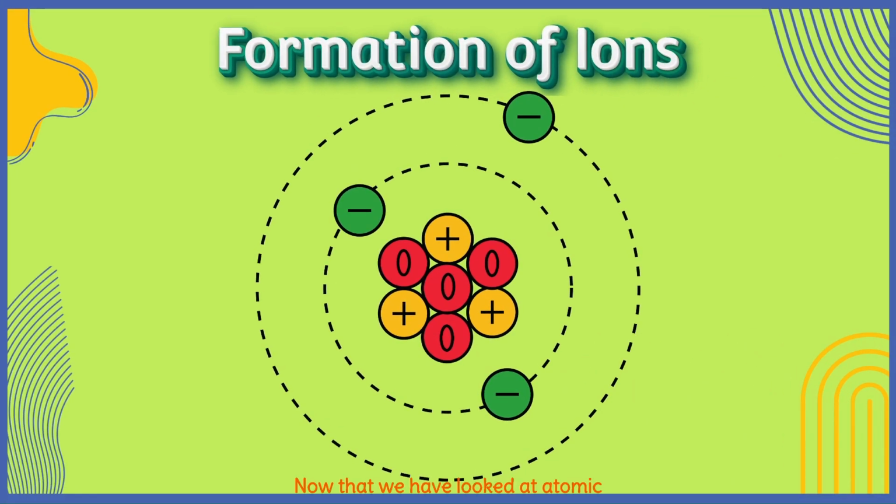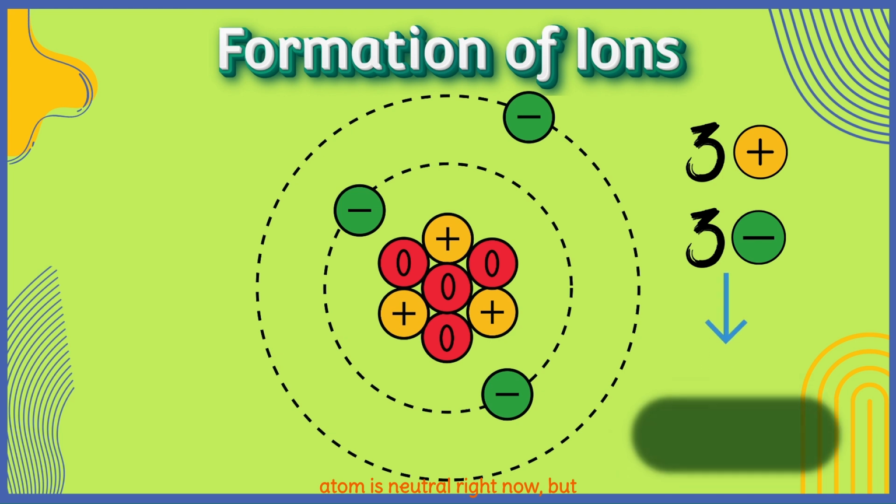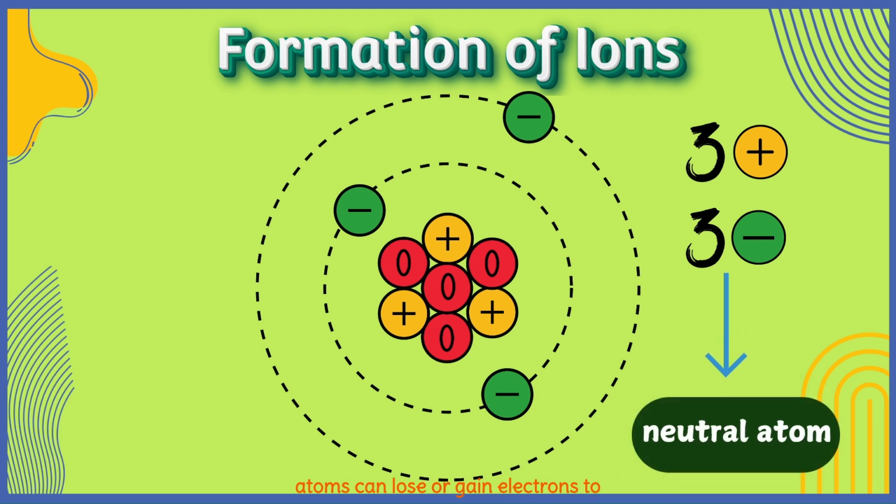Now that we have looked at atomic structure, let's explore how atoms can become ions. So if you look at this diagram of an atom, you can see that there are 3 protons and 3 electrons, which means the same number of positive and negative charges. So the atom is neutral right now, but atoms can lose or gain electrons to form ions.